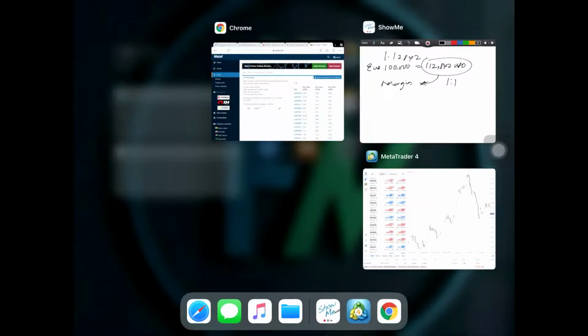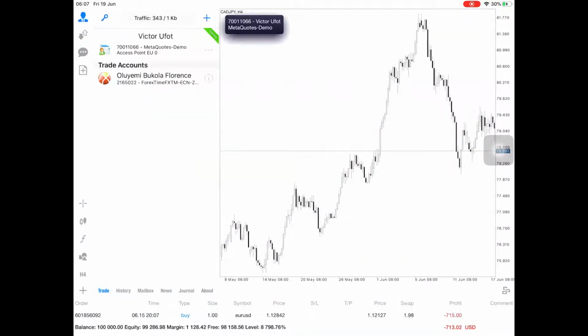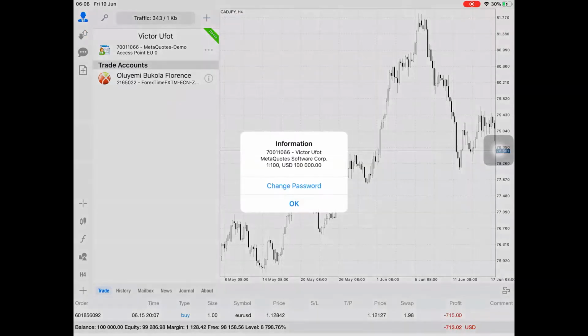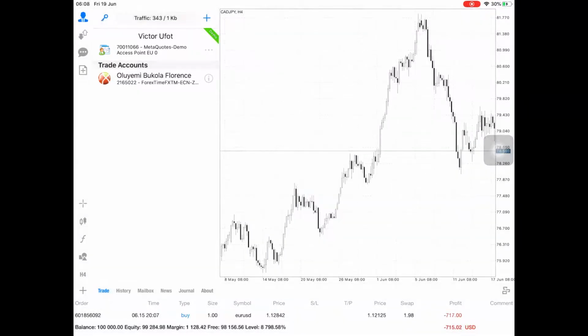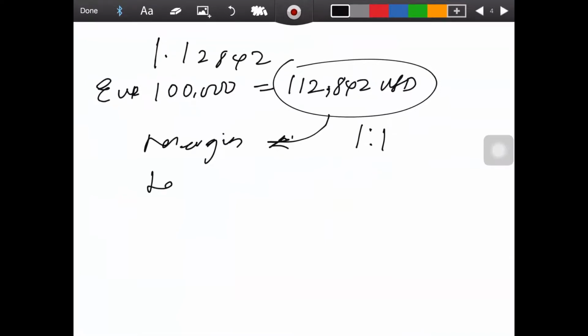But let's look at the leverage on our MetaTrader 4. I click here and check the leverage on this account. The leverage on this account, you can see, is 1-to-100. So the broker gives me a leverage. If you missed it before, the broker gave me a leverage of 1-to-100.